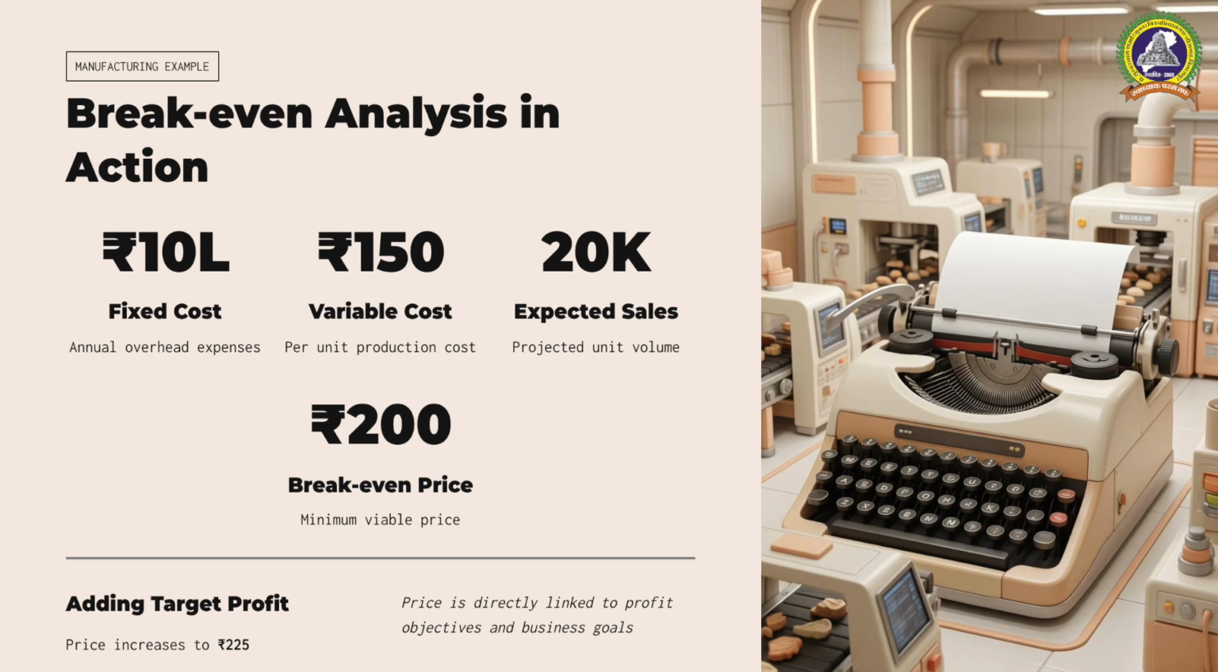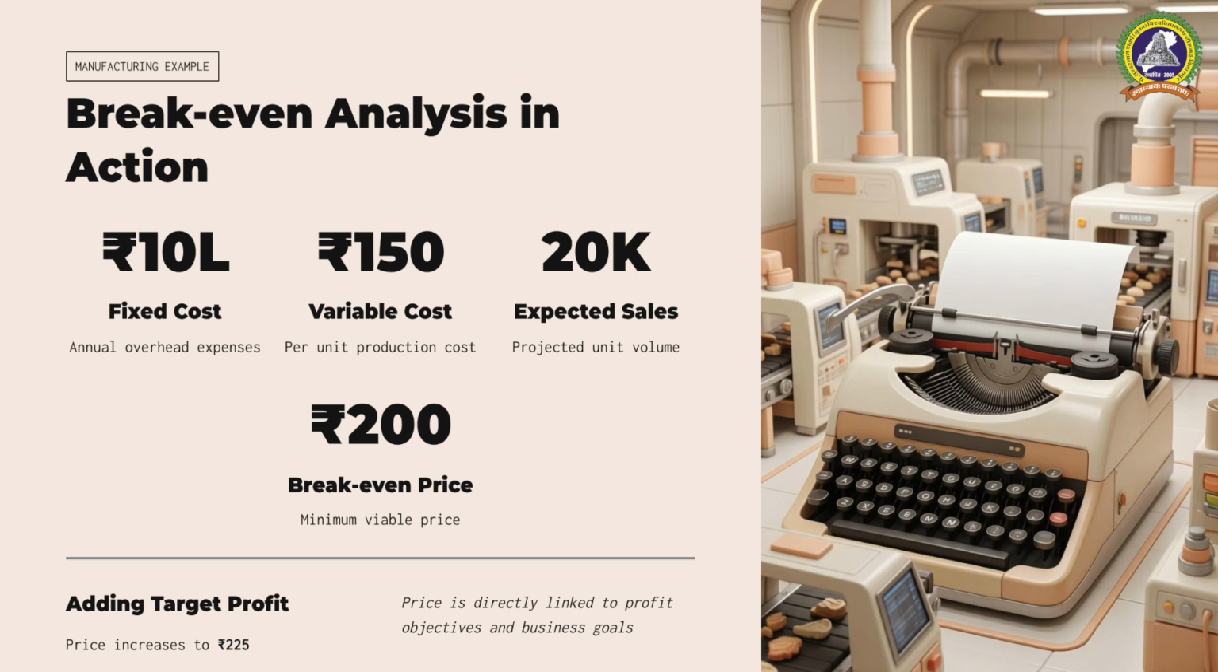Imagine a company with annual fixed cost of rupees 10 lakh. It costs them 150 rupees in variable cost to make a single widget. They expect to sell 20,000 units. First, let us calculate the price for zero profit, which is called break-even price. We divide the 10 lakh fixed cost by the 20,000 units, which gives us 50 rupees per unit in fixed cost allocation. We add the 150 rupees variable cost, resulting in a break-even price of 200 rupees. At 200 rupees, they survive but they do not thrive.